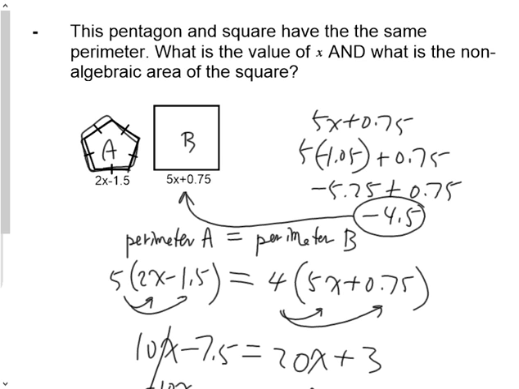This is interesting. Actually, the area is going to be positive. Wonderful. So since x is negative 1.05, I could say the side length is negative 4.5. And to get the area of the square, you would multiply length times width, or since it's a square, area of a square is equal to side squared. So area of a square is equal to negative 4.5 squared.